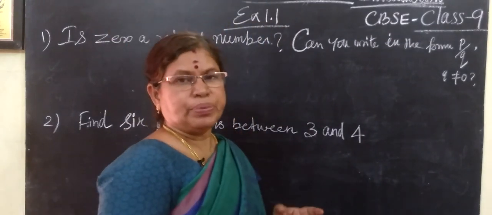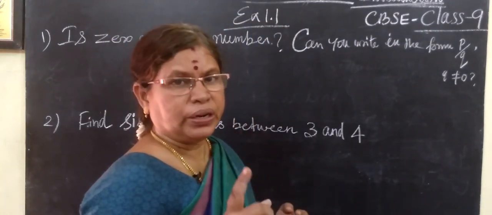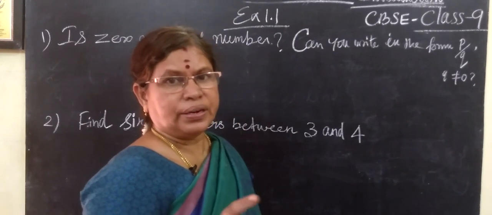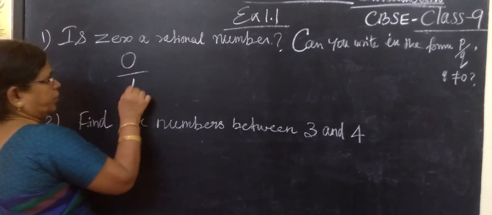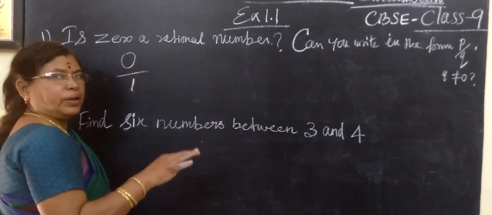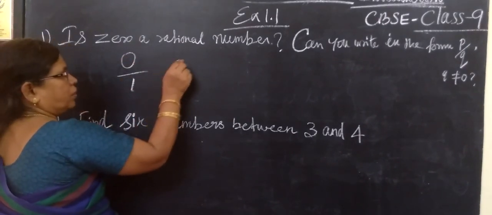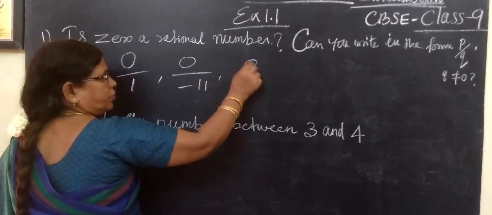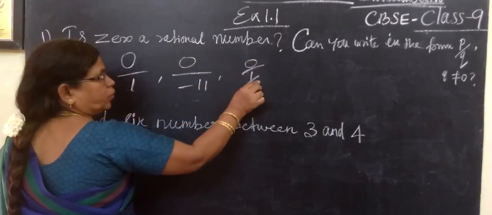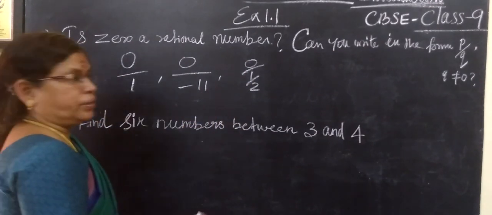A rational number means it is of the form p by q, one integer in the numerator, another integer in the denominator. So 0 by something is always 0 only. This can be written as 0 by minus 11, or 0 by even 1 by 2. In this way also you can write.